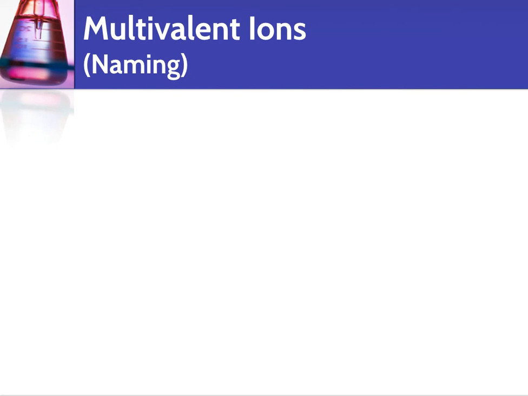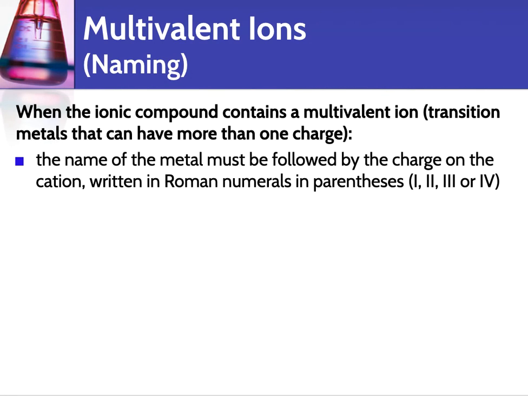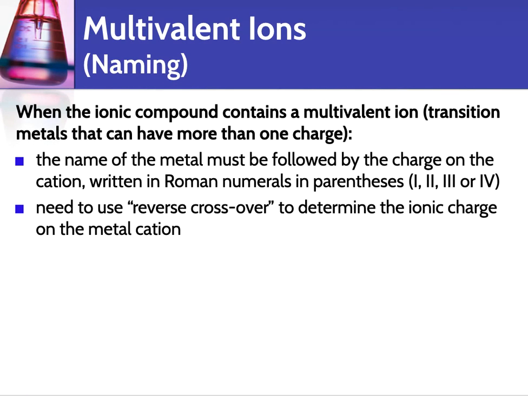The next type of ionic compounds we're going to look at are ones that contain multivalent ions. Remember that multivalent ions come from the transition metals, and there are some transition metals that can have more than one charge. So when your ionic compound contains one of those metals, you need to add the charge on the cation in Roman numerals in brackets. You'll need to refresh your Roman numerals. Really, the only ones you're going to need are 1, 2, 3, and 4. And then you need to use a reverse crossover to determine what the ionic charge was.